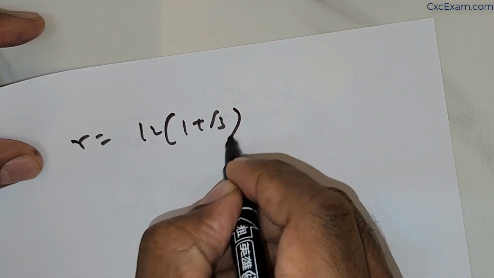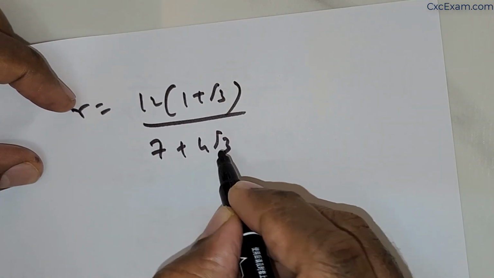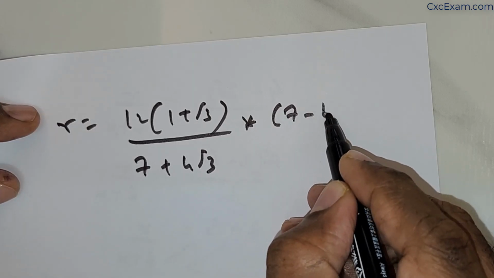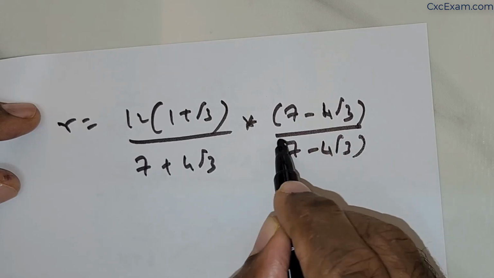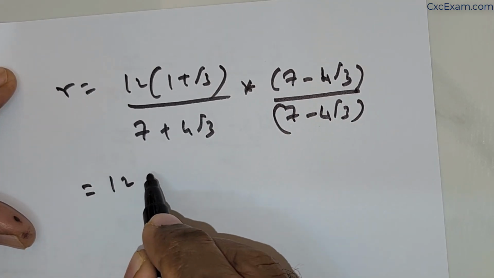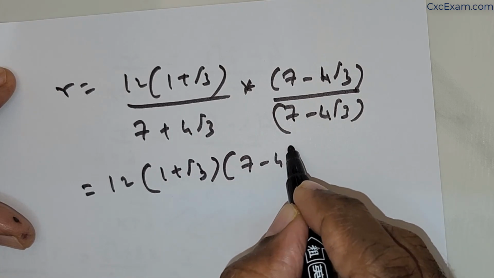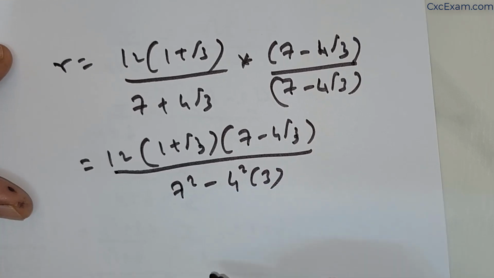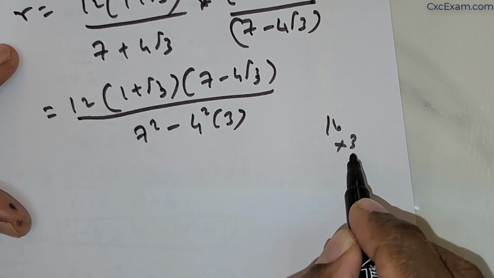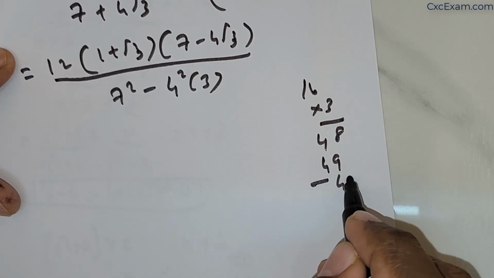So r is equal to 12 of 1 positive root 3 divided by 7 positive 4 into root 3. So let me multiply this by 7 negative 4 into root 3 divided by 7 into 7 negative 4 root 3. This is going to give you 12 of 1 positive root 3 times 7 negative 4 into root 3 divided by 7 squared negative 4 squared times 3. So 16 into 3 is 48. 7 squared is 49, negative 48, you get 1.